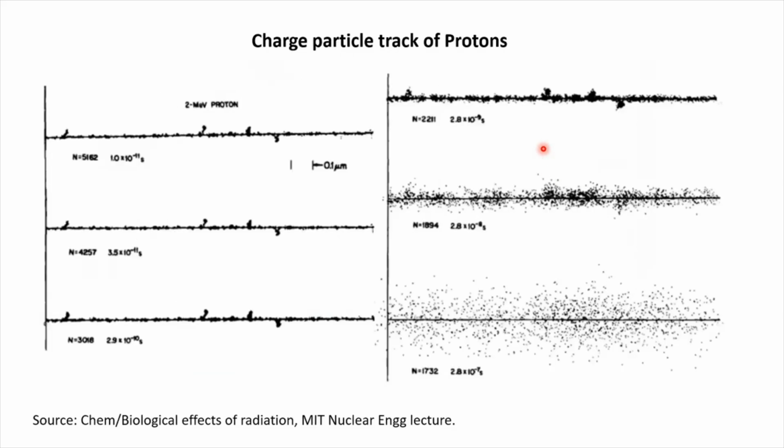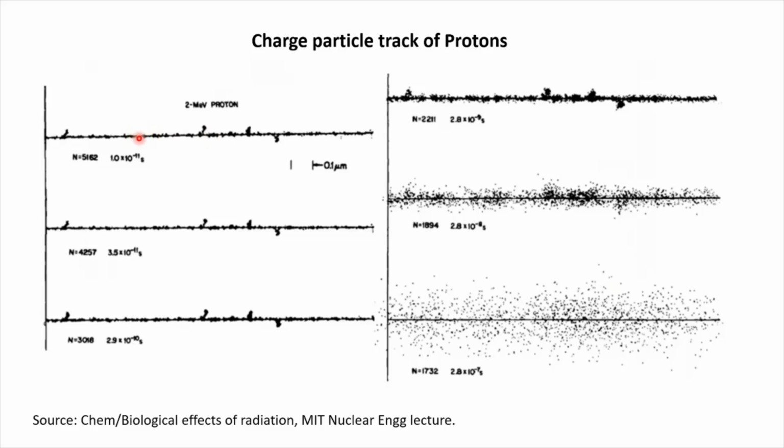If you look at the charged particle track of the proton, we can see that it is straight. What are these over here? These are the secondary charged particle tracks. And why does the proton have a straight track? Because of its higher mass.